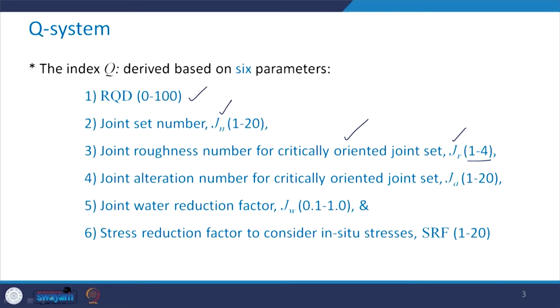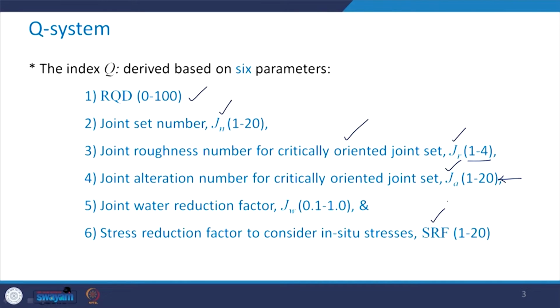The fourth parameter is joint alteration number. Again, this is to be taken for the critically oriented joint set. This is denoted by JA and it can vary between 1 to 20. The fifth one, which is because of the groundwater condition, is called the joint water reduction factor, JW, and the rating of this parameter can vary from 0.1 to 1. And finally, the last one is the stress reduction factor to consider the in situ stresses. This is called in short SRF and it can vary between 1 to 20.